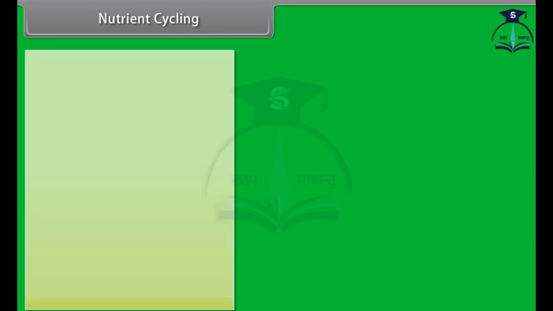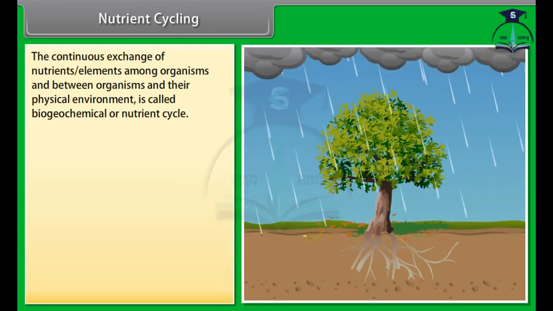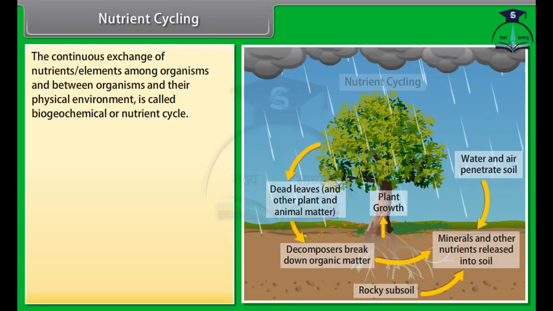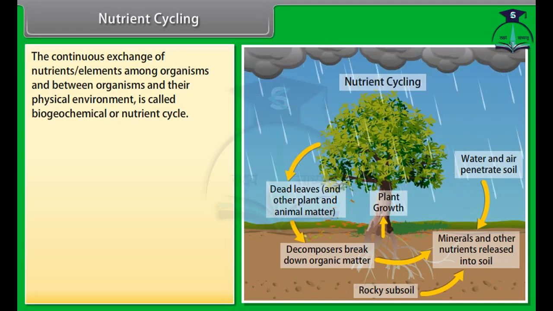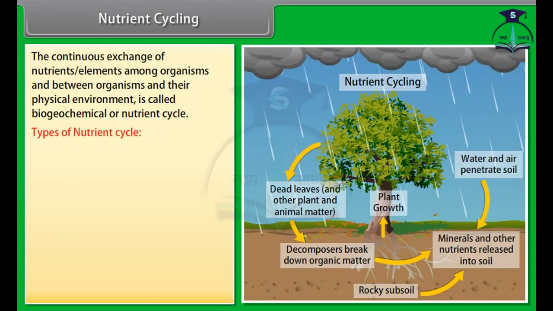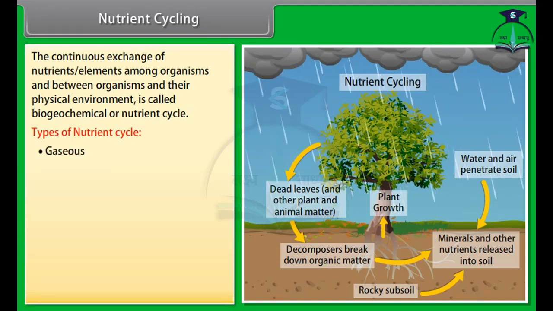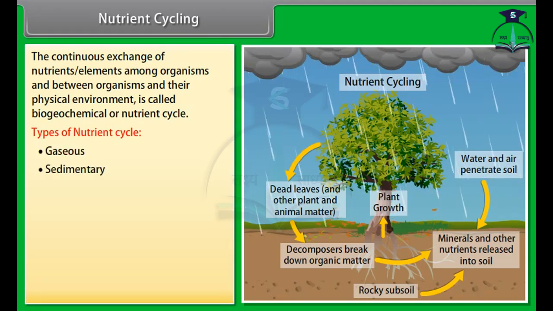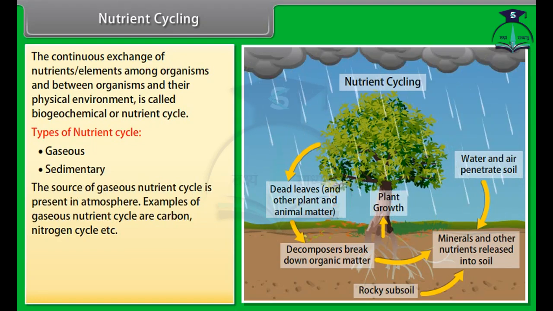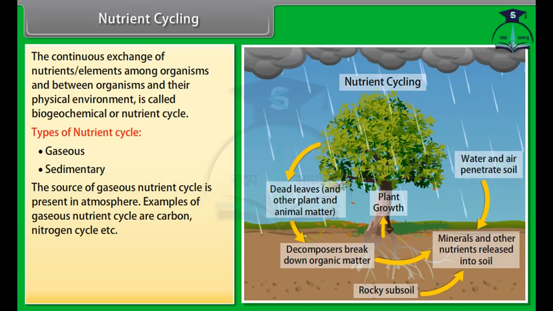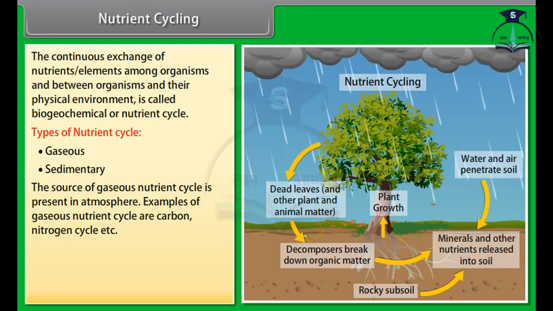Nutrient cycle. The continuous exchange of nutrients, elements among organisms and between organisms and their physical environment is called biogeochemical or nutrient cycle. Types of nutrient cycle: gaseous, sedimentary. The source of gaseous nutrient cycle is present in atmosphere. Examples of gaseous nutrient cycle are carbon, nitrogen cycle, etc.